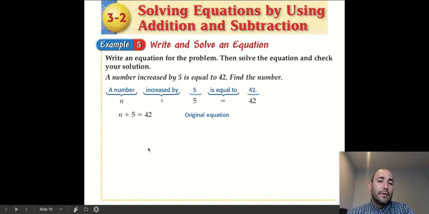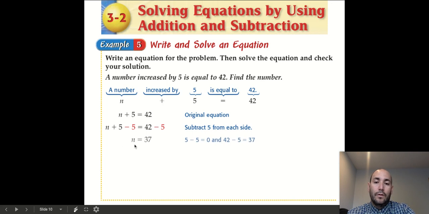If I were going to solve this, I'm going to use one of my properties of equality. Again, if I'm isolating the variable, if I want to get n by itself, I want to zero out this 5. So I'm going to subtract 5, because I know that +5 minus 5 makes 0, right? So it'll leave me with n. 42 minus 5 makes 37. And so that would be my solution, n equals 37.